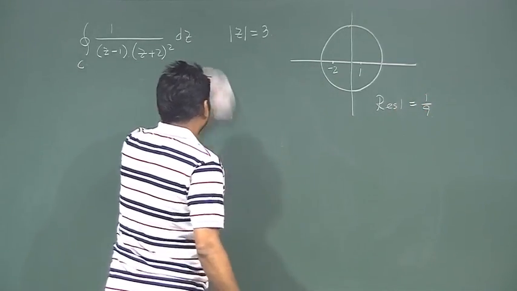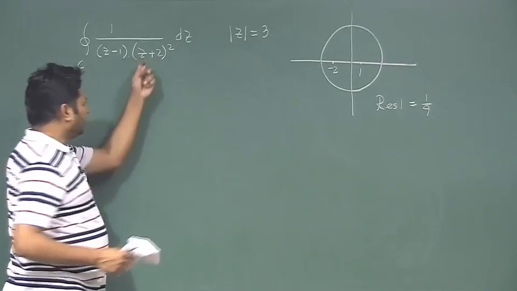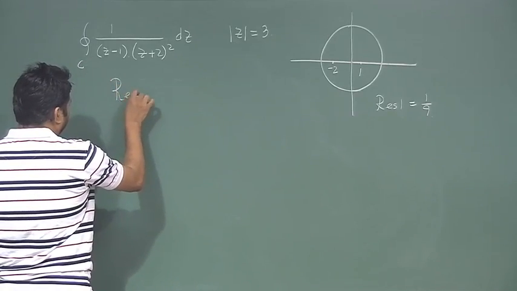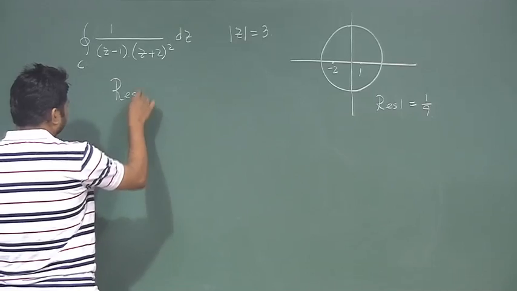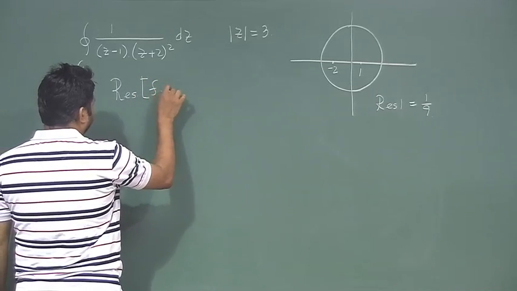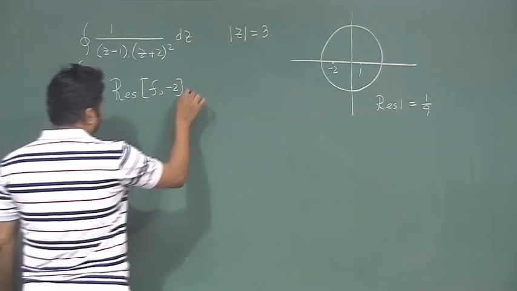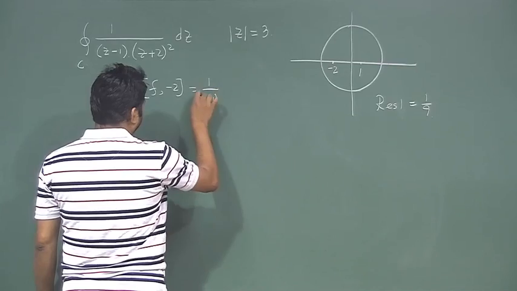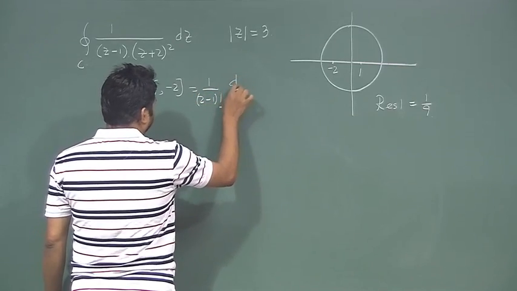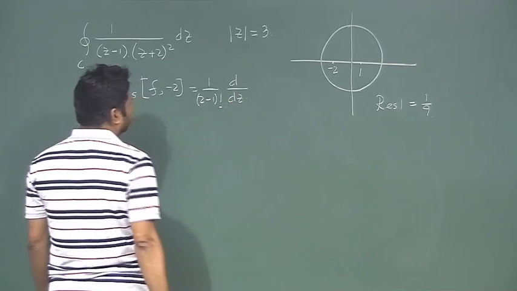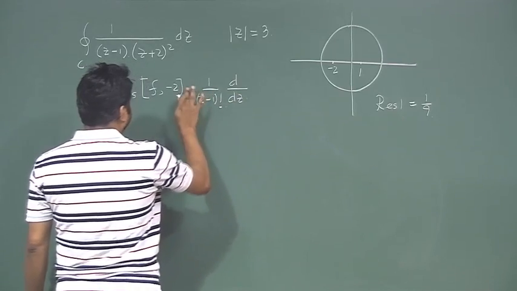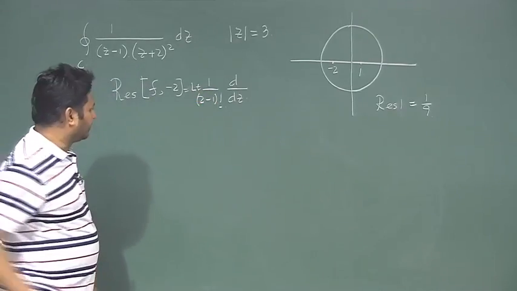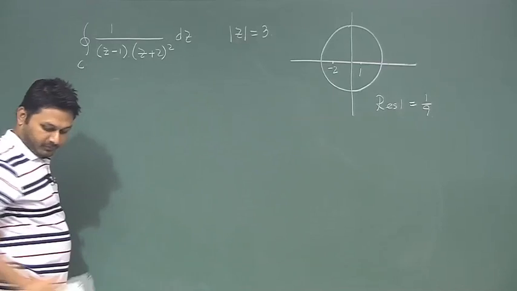Now, I am going to find the second residue. This is of order 2. So, residue of the given function at minus 2, according to our formula, I should write 1 over (2 minus 1) factorial, d by dz, under the limit. Okay, the space is not sufficient, so let me write it once again from here.